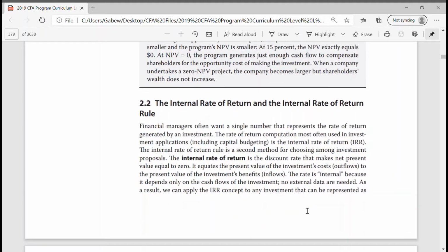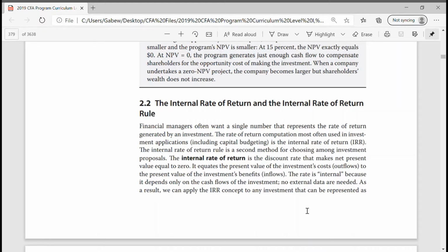2.2, the internal rate of return and the internal rate of return rule. Financial managers often want a single number that represents the rate of return generated by an investment. The rate of return computation, often used in investment applications, including capital budgeting, is the internal rate of return, IRR.